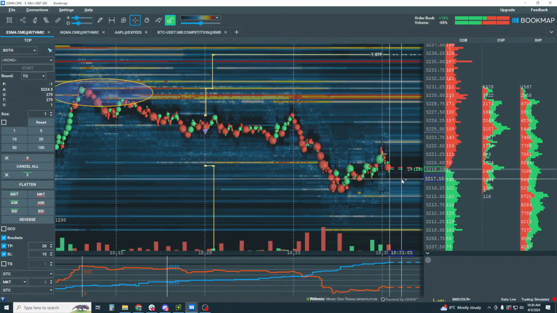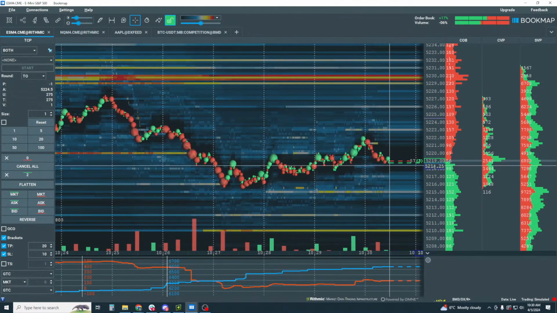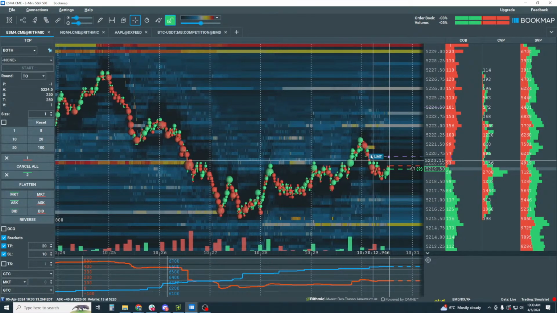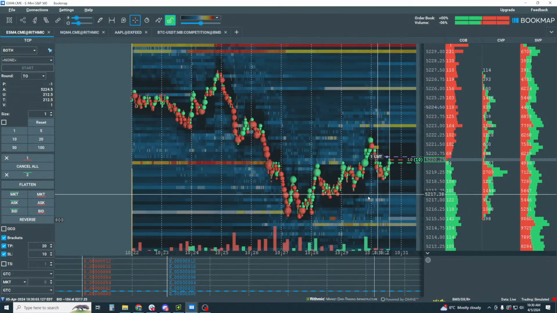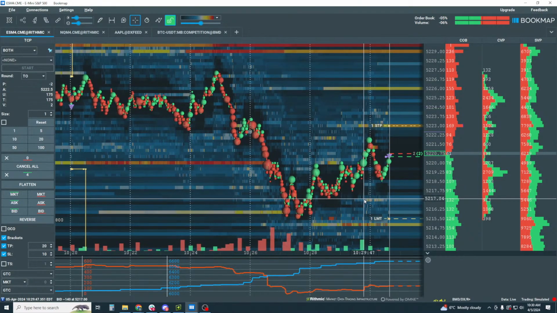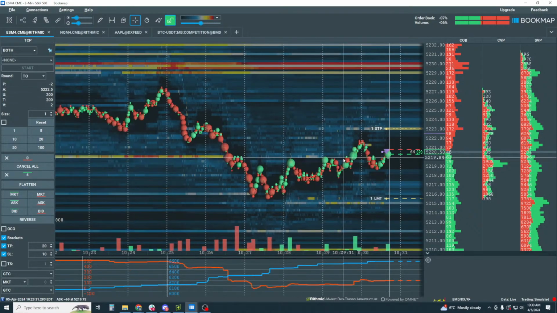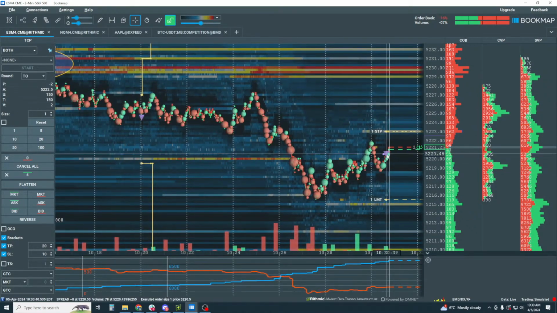All right, so we'll jump in here, and I'm going to wait for a small pullback to about here, and let's see if we can get filled. All right, so we're filled. Okay, so now I scaled in. So our first sell was up here, and our second sell is here.